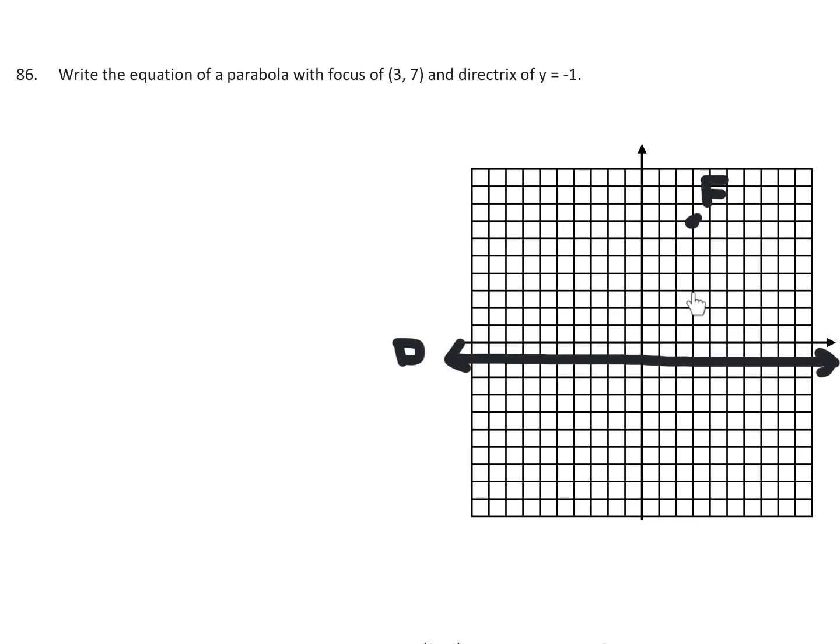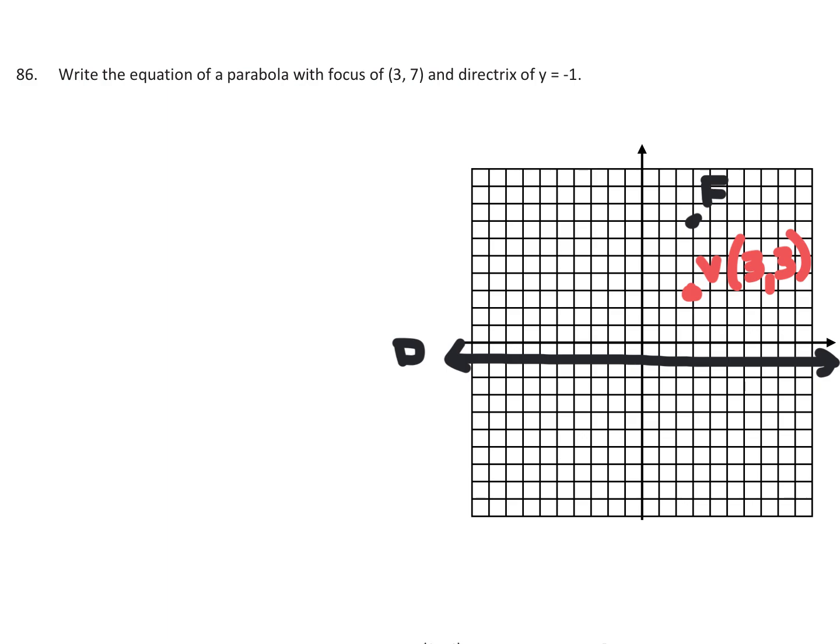So you could either go up 4 units from here, right? 1, 2, 3, 4. Or you can go down 4 units from here. 1, 2, 3, 4. Okay, so that brings us to the coordinate of 3, 3. Okay, this is our vertex. It's going to be at 3, 3, right, because we went from the origin. We went over 3 and up 3 to get there.